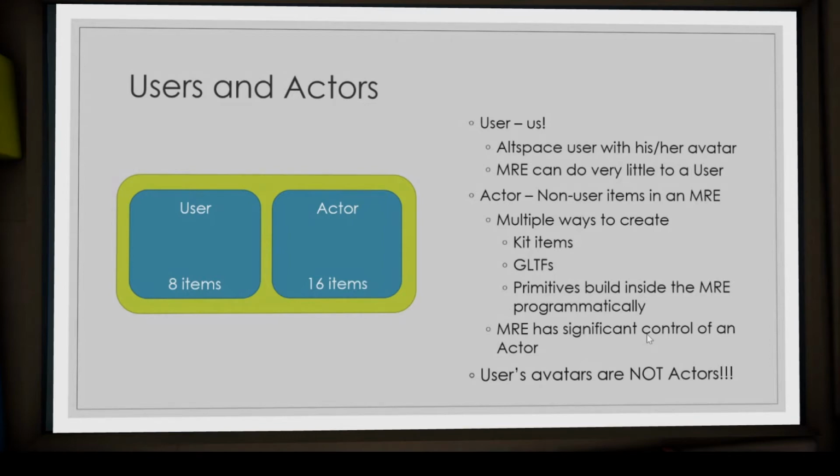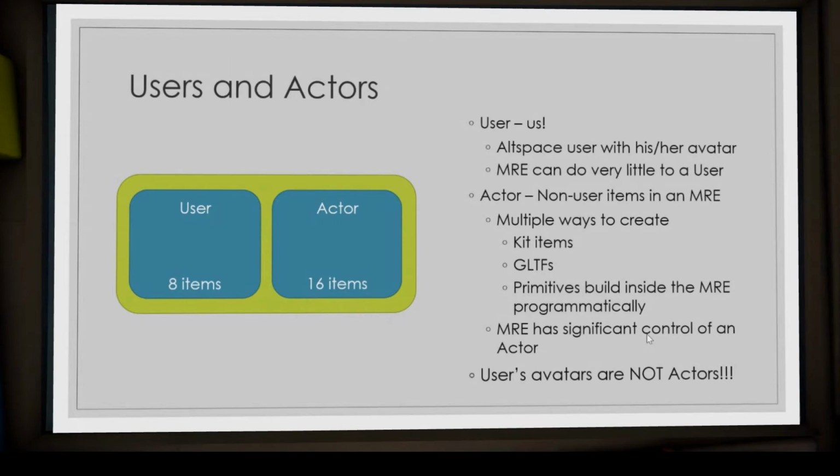One of the catches is the MRE can do very little to a user. The basic idea, if you think about it, is we use the MRE, so we interact with the MRE to get it to do things. The MRE doesn't control us, we control the MRE, is basically the functionality of it. So it makes some sense. It is a somewhat disappointing limitation, the last bullet there: users are not actors. I'll get to that in a minute. Some of that can be a bit of a limitation that you kind of wish you could get a bit more control, but the actors are basically all the items that are not users inside of a world.